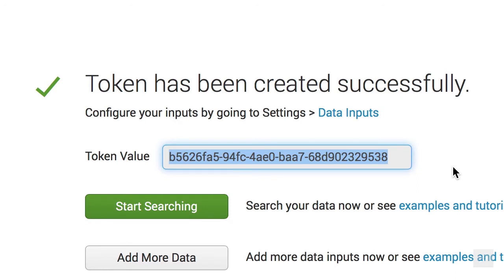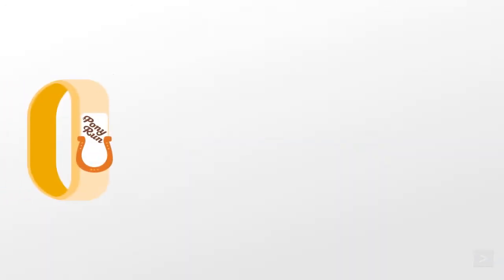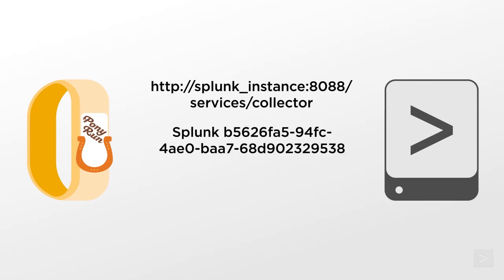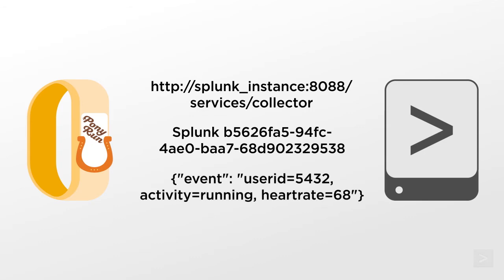Let's look at how our client software will use it to send data to HEC via HTTP. The Pony Run wristband's embedded software sends an HTTP POST request to the collector endpoint on our indexer, using the port number defined in the global settings. It includes the authentication token and JSON-formatted event details.